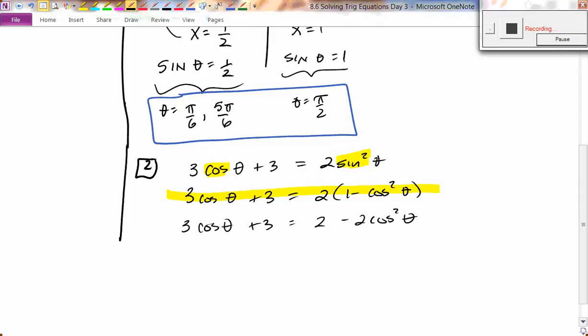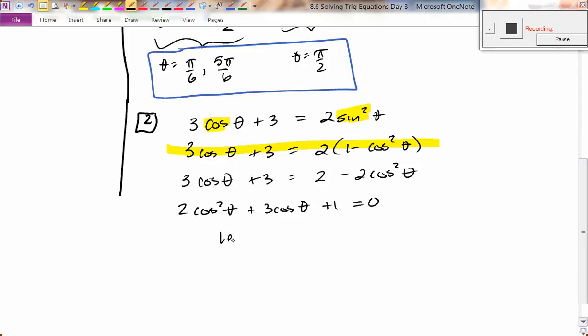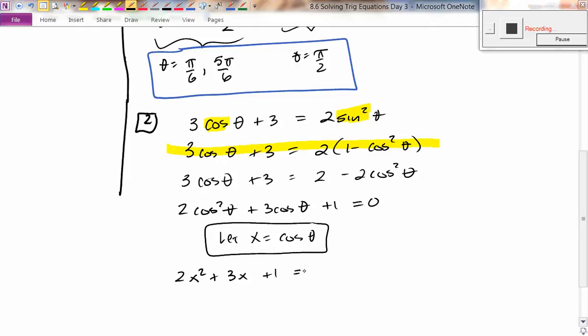So I'm going to move everything to one side. So this is going to become 2 cosine squared theta plus 3 cosine theta. And then 3 minus 2 is plus 1 equals 0. Okay, everybody, what should I let x be? You got it. Let x be cosine theta. So then I would have 2x squared plus 3x plus 1 equals 0.